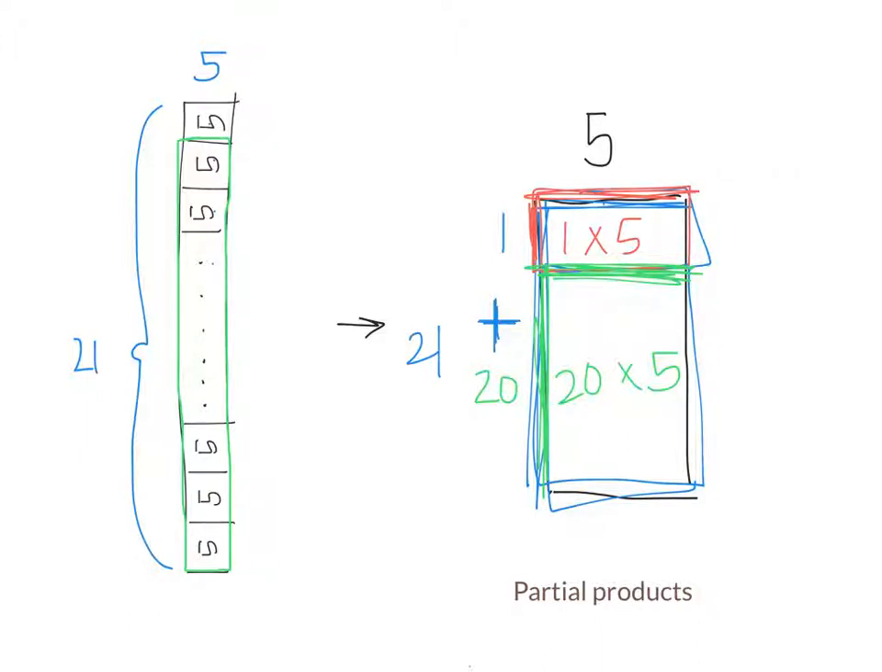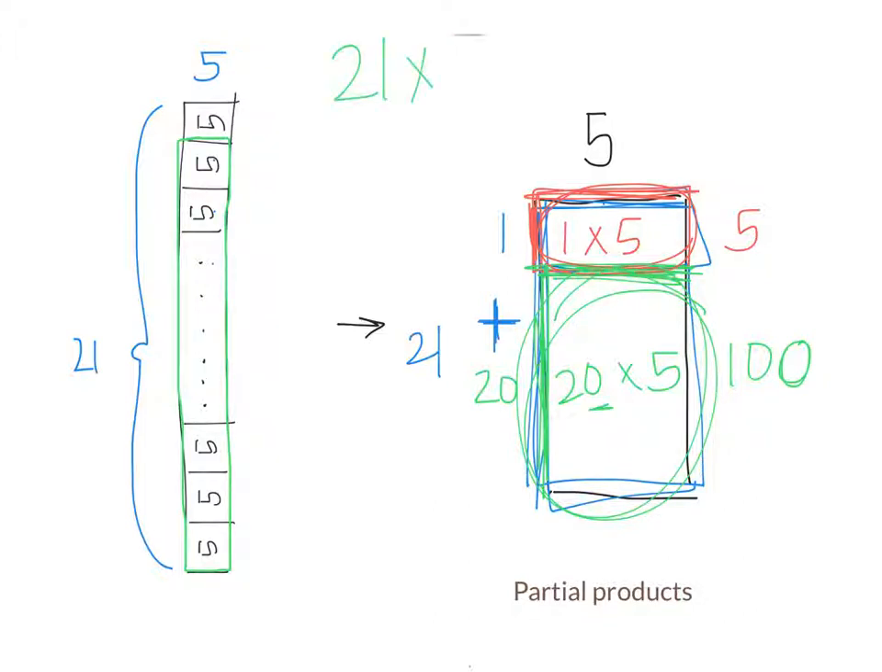Now, I'm going to write the answer out here. So 1 times 5 is 5. So the area of this top part right here is 5. 20 times 5, I can think of 2 times 5, which is 10. And there's one factor of 10, so I can write there. So 20 times 5 is 100. That means the area of this part of the rectangle is 100. 5 and 100. Are those both products? Yeah. But are they the answer to 21 times 5? They're only part of the answer to 21 times 5, right?